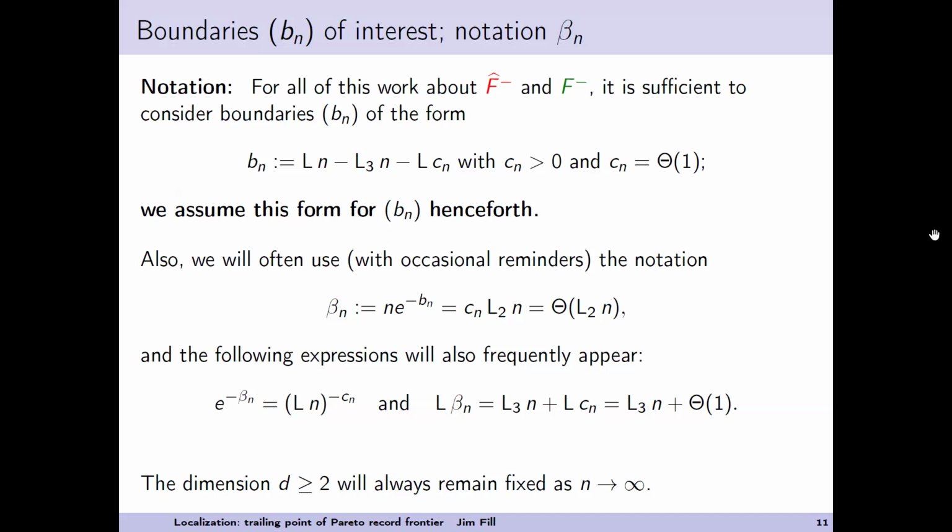There aren't too many more slides left, but in the ones that are, you'll see this notation beta n, a useful shorthand for n e to the minus b n. If you plug in what b n is, this is c n log n. Since c n is theta of 1, this is theta of log n. You'll also see e to the minus beta n, which is log n to the minus c n, and log beta n, which is triple log n plus log c n, so triple log n plus theta of 1. And the asymptotics I'm doing are always for fixed dimension as n tends to infinity.